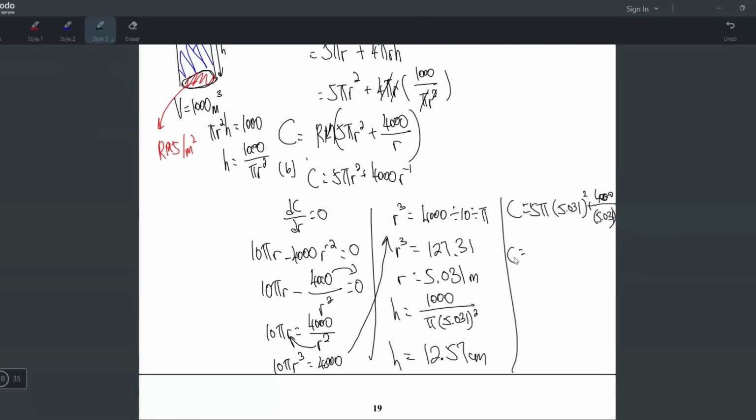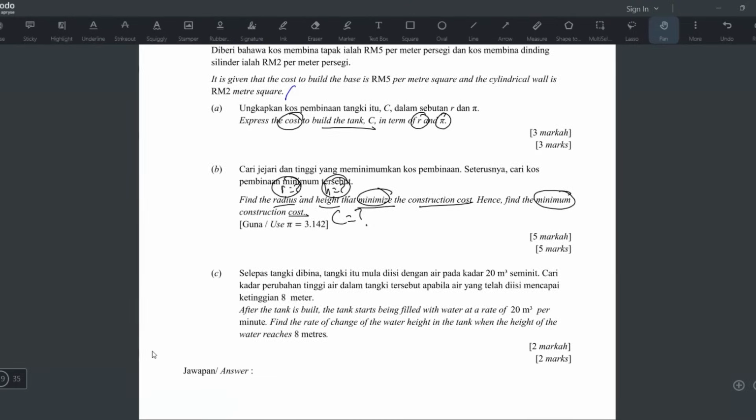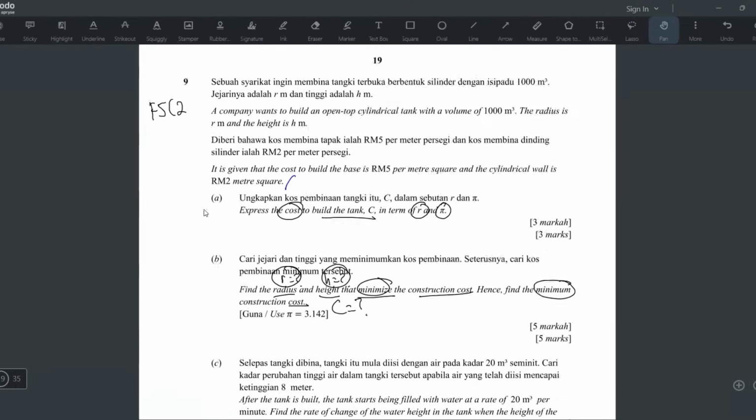But this one is RM, because C is cost, right? So you have to write RM. And for RM it must be 2 decimal places. So 1192.70, but the next digit is 5, it's 705, so 71. So 1192.71. But this one you don't write meter. This one is RM, because it is C. So that's the answer. They asked to find R, H, C, so that is the answer. Okay, now we are done.